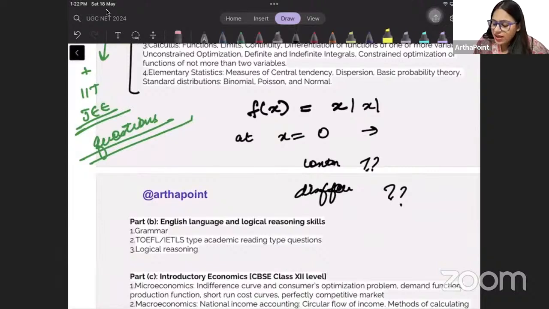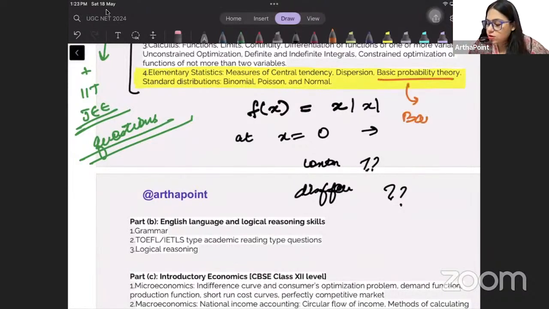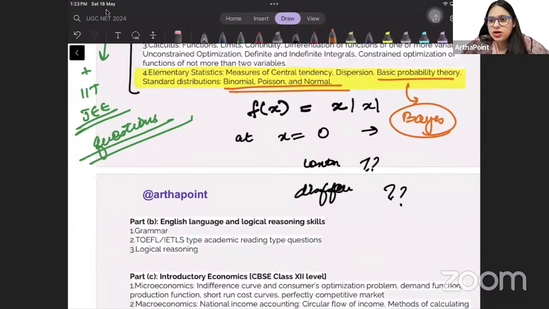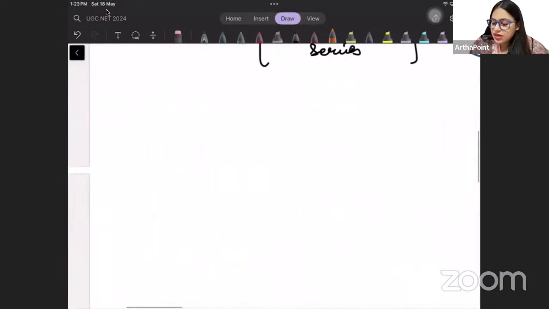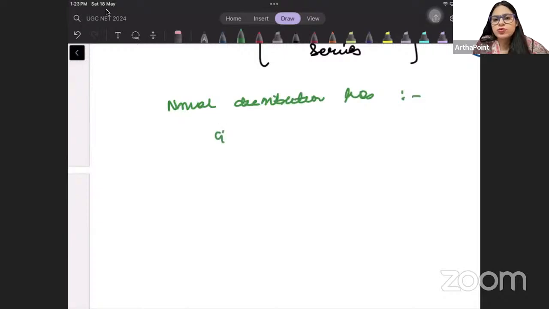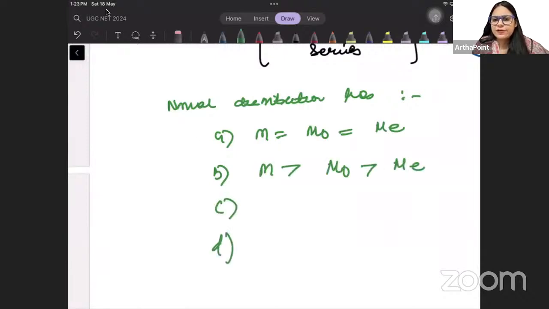Then you have statistics also included in this. In stats, remember, they will ask you about Bayes theorem for sure. This is one important thing that can come in the exam. Conditional probability can be asked in the exam. And then binomial, Poisson, and normal distribution. For example, beta, if I ask you that a normal distribution has, and I give you some options: A, mean equal to mode equal to median, B, mean greater than mode greater than median, C and D. I give you some options.